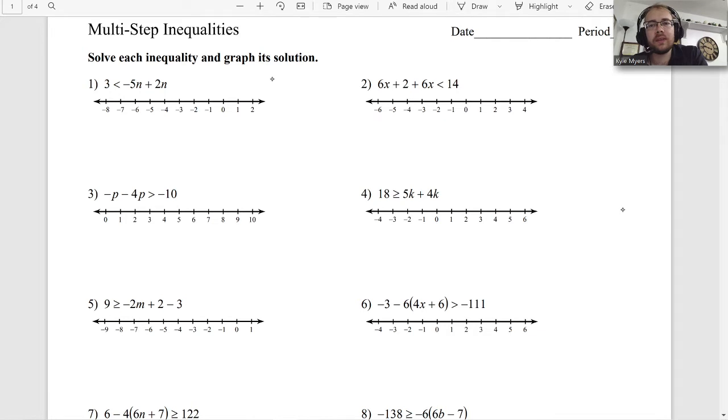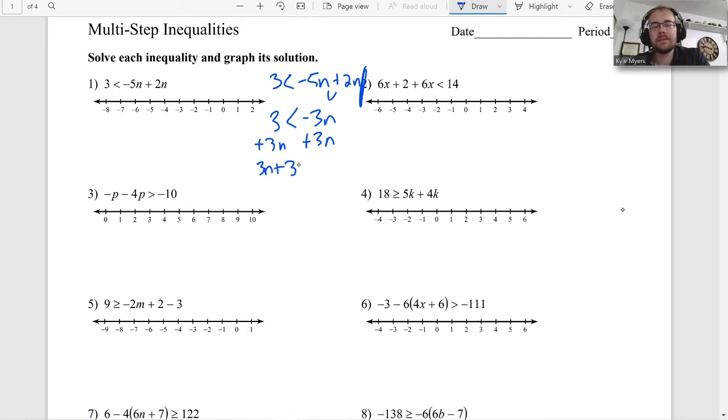Let's rewrite this over off to the side here. 3 less than negative 5n plus 2n. Kind of make a divider there. Negative 5n plus 2n is going to be negative 3n. Here I can either get the n on the left side by adding 3n to both sides and then subtracting 3 on both sides, or I can divide by negative 3 to solve for n and then flip the sign. You can do it either way. I'm going to just add 3n to both sides, so I'd have 3n plus 3 less than 0, because all that would cancel. Then I would subtract 3 from both sides, so 3n is less than negative 3.